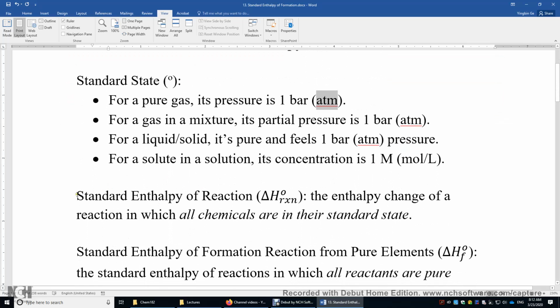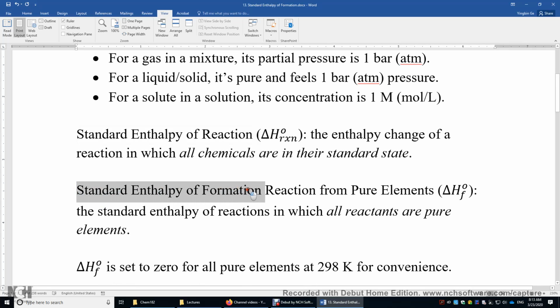Now let's define standard enthalpy of reaction. The enthalpy change of a reaction in which all chemicals are in their standard state. So every single reactant and every product must be in their standard state. This is a hypothetical case because in the real world it's very difficult to find any chemical reaction in which all reactants and all products are in the standard state.